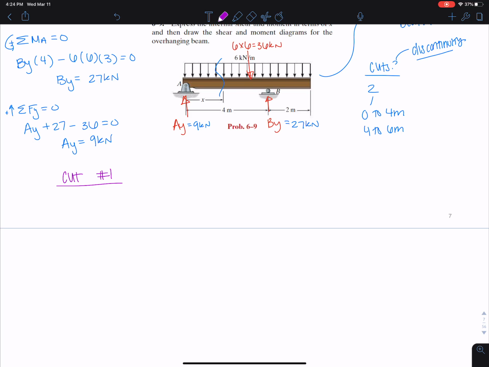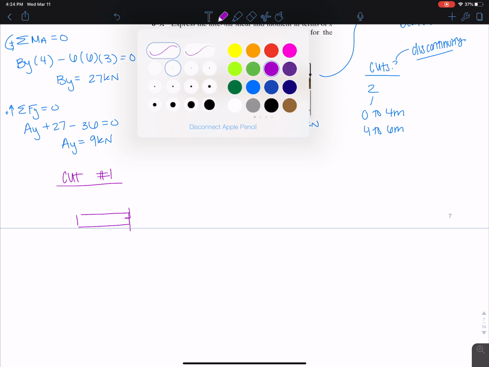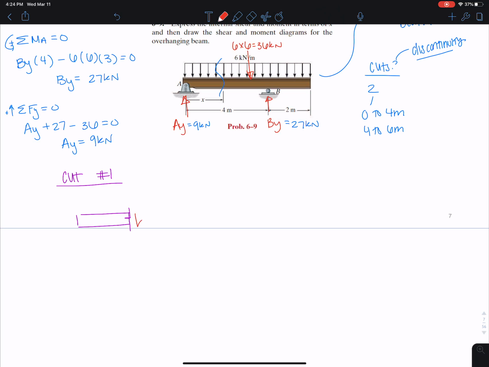Okay, and here is my beam. I cut it somewhere along that beam, and I've exposed some V, some M. I still have my distributed load. This is, I'm going to call it x1. And so here I would have 6x1. And just to be clear, x1 here is between 0 and 4.